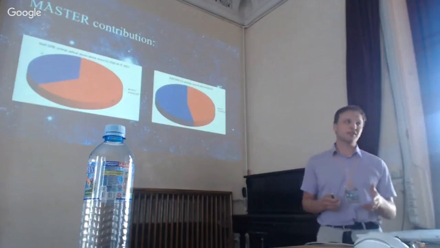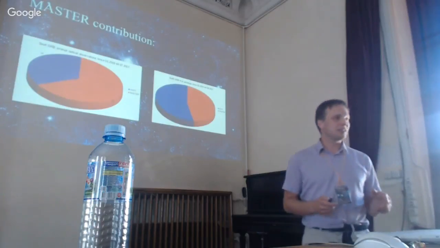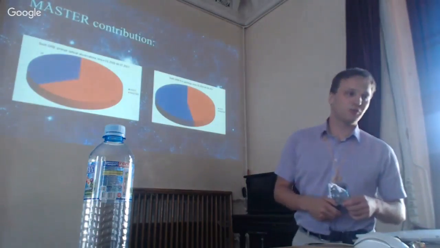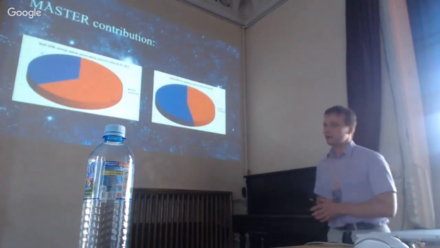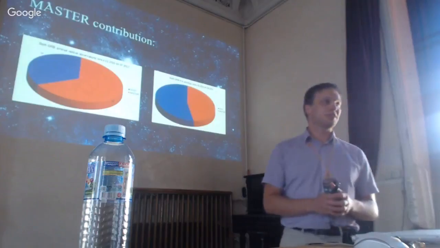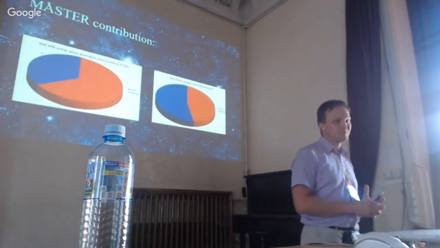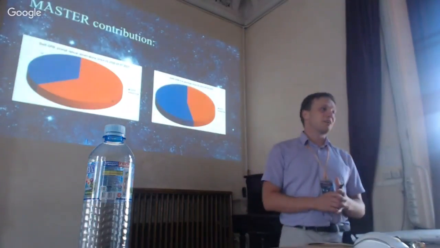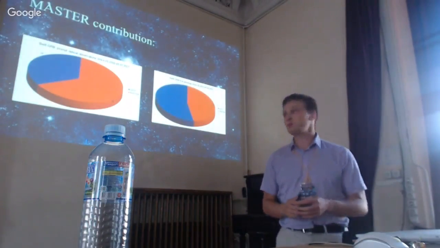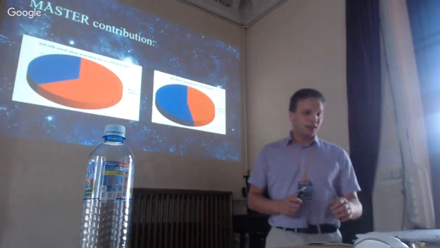This is the number of pointings and observations which we made very quickly, while gamma ray bursts were still active, so the time of pointing is less than the T90 of the GRB. You can see that 85% of the fastest observations of gamma ray bursts were made by MASTER-Net.